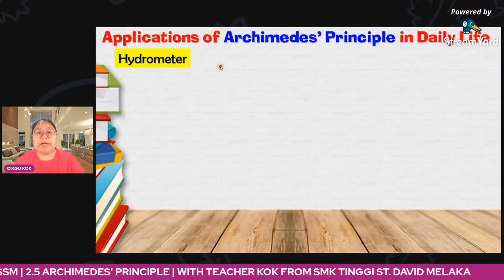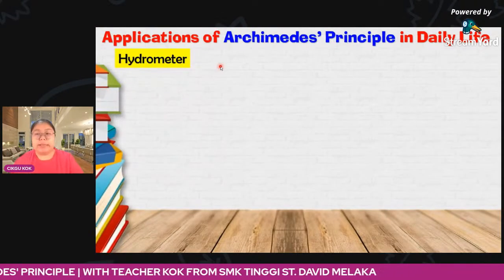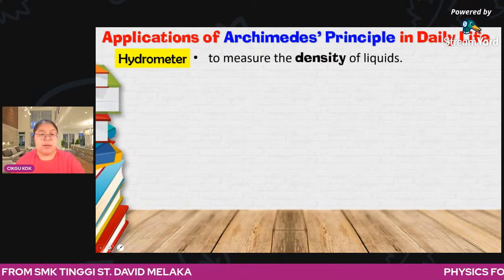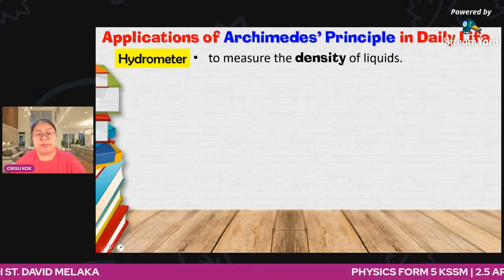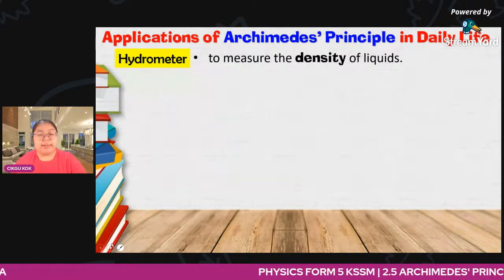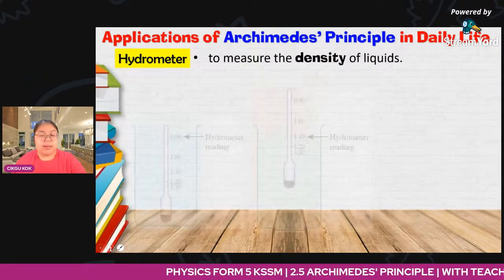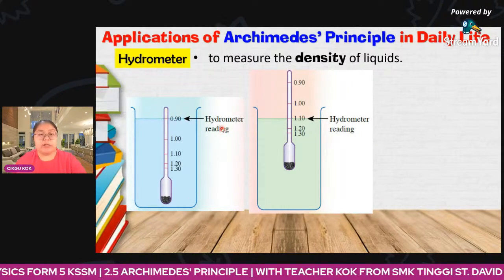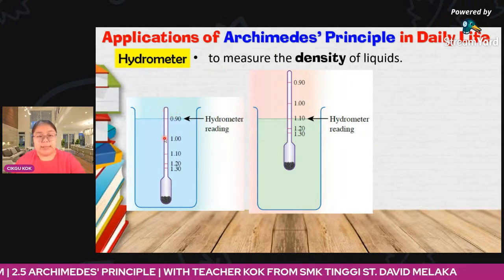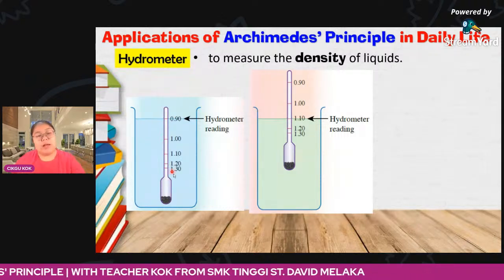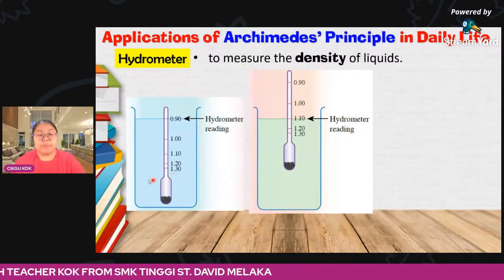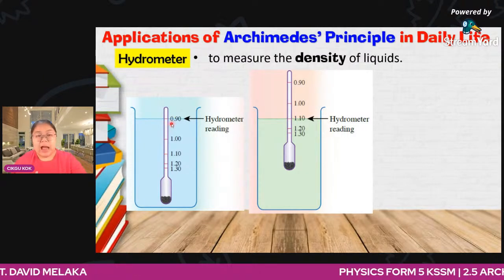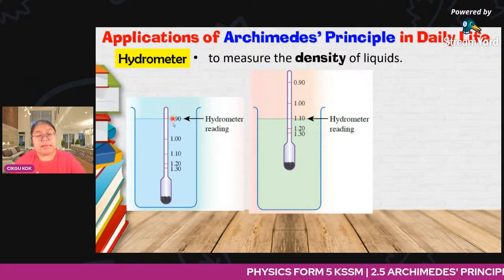Okay, now applications of Archimedes' principle in our daily life. The first one is the hydrometer. We're going to see what its function is. It measures the density of a liquid. Now you can see the two diagrams. In the first liquid, when I put in the hydrometer, you can see the hydrometer sinks. When the hydrometer sinks, it means the liquid is less dense. The hydrometer is denser than the liquid, so it sinks deeper.